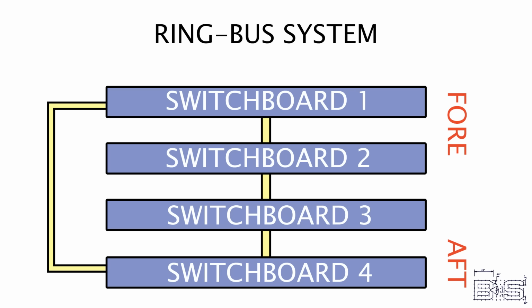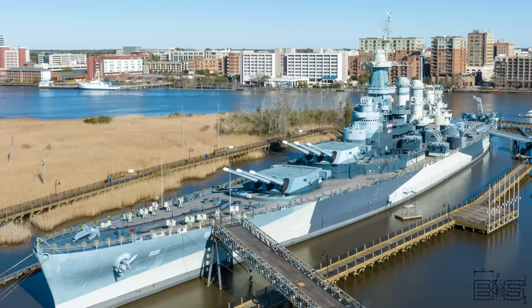The 4 switchboards on a battleship use what's called a ring bus system. This means that any switchboard can tie into the bus of the 2 neighboring switchboards, including the 2 switchboards on the extreme ends of the ship. So what about those other switchboards? Well, the North Carolina contains something rather surprising, something that no other battleship has.